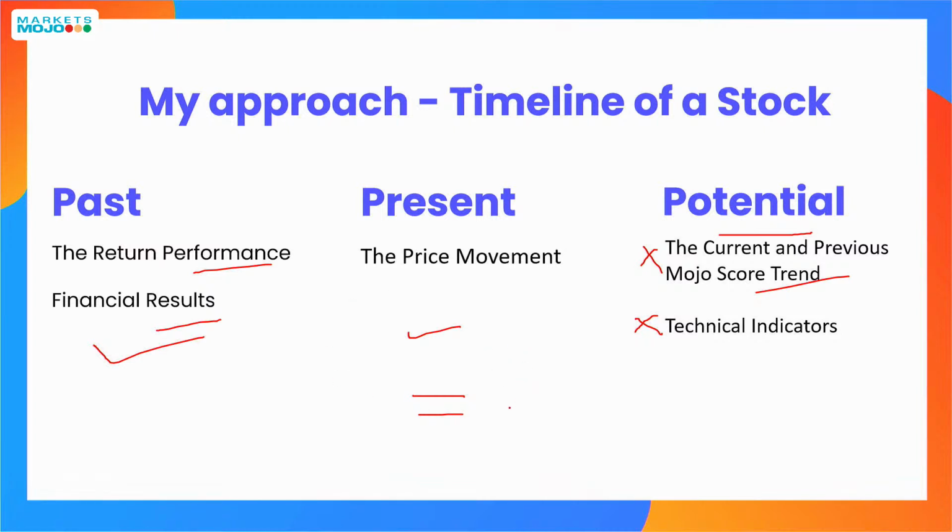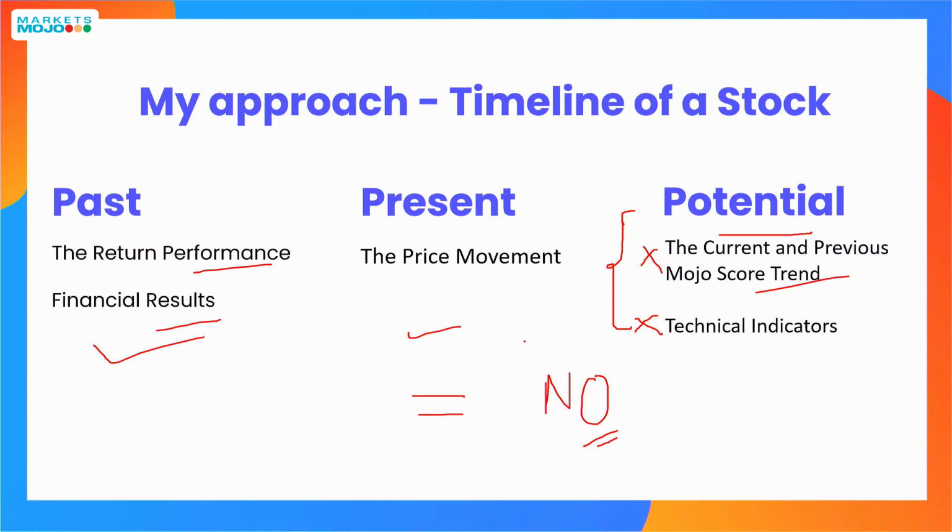If I was looking at Titan to invest in it, even though it has done well in the past, nowadays the price movement is good, but the potential of the stock doesn't look good over here. So if you ask me, should I invest in Titan? I'll just give you a simple answer. I would say no. There has been a downtrend over here in potential. So it can be that in the future, the company might not actually perform well.